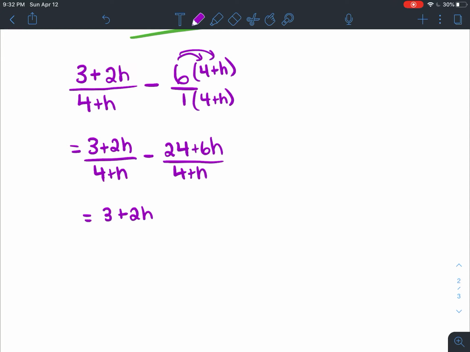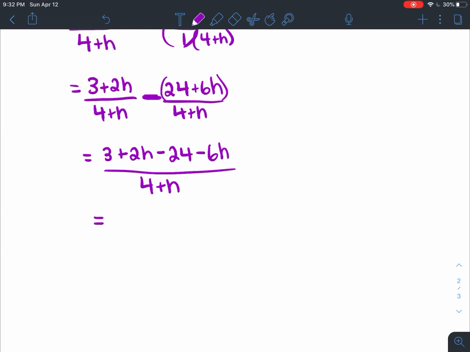So now that they're the same denominator, we can subtract the numerators. So we have 3 plus 2h, and since there's a subtract in front of this whole fraction, it actually gets applied to the entire numerator. So it actually becomes minus 24 minus 6h, and then the denominator is 4 plus h. So be aware of that. If there's a subtraction sign, it's subtracting this entire fraction.